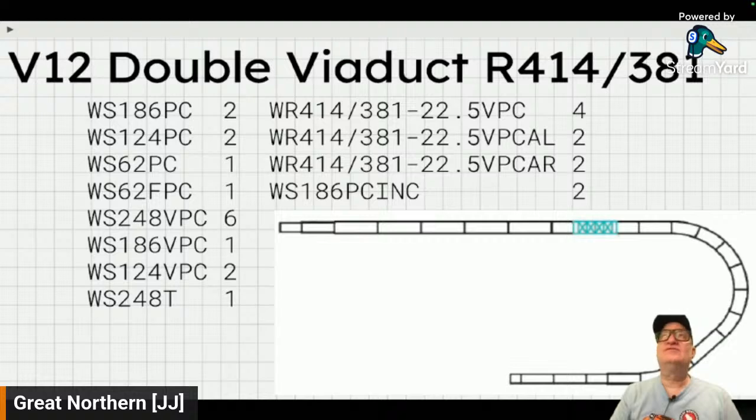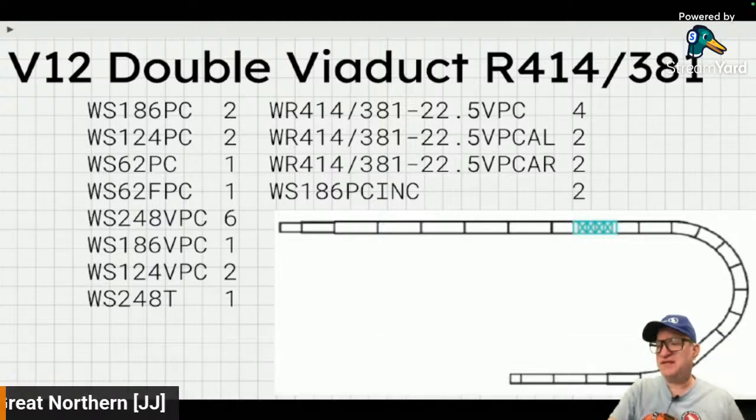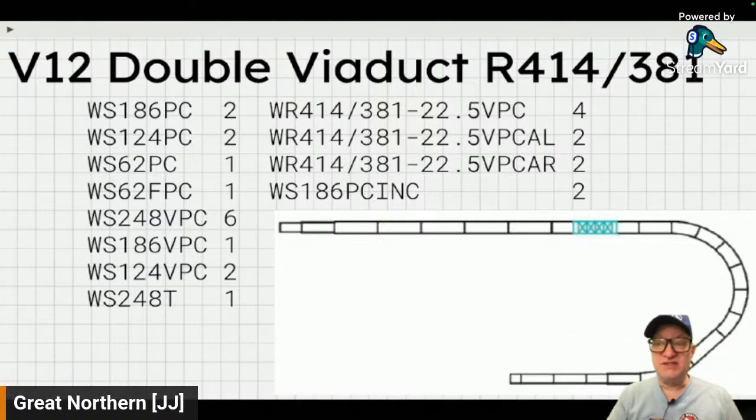There's also, at least in HO, I think Bachmann makes Easy Track. I don't remember if they have that in N scale. But like Kevin Brown says in his comment, it's reliable, it's not cheap, it's much easier to work with, but not as flexible as traditional track. Yeah, because you are limited to your radius.